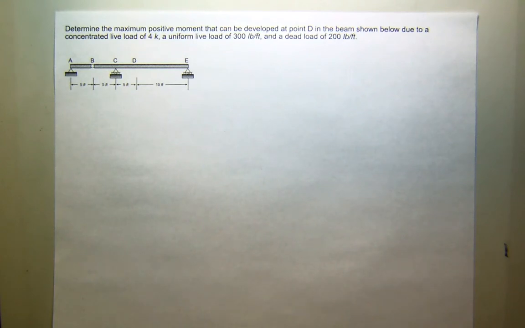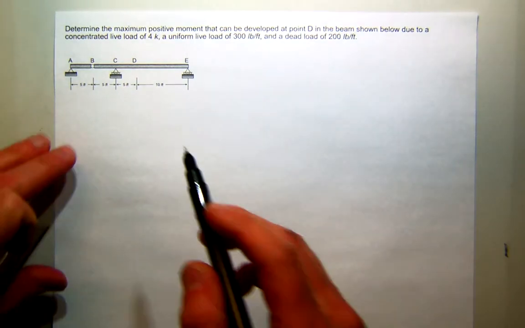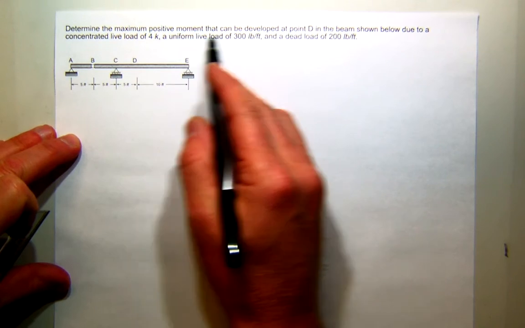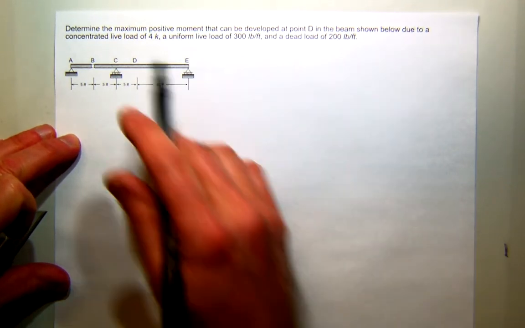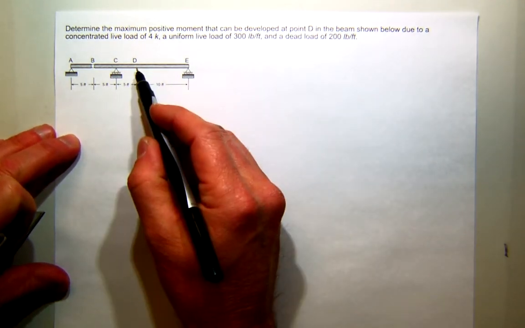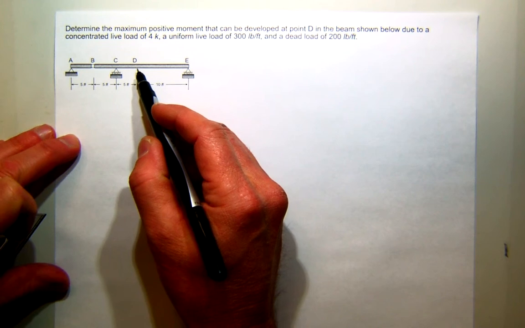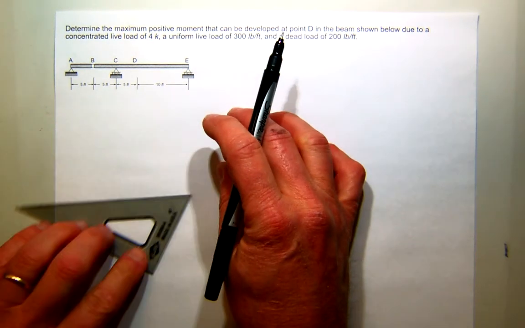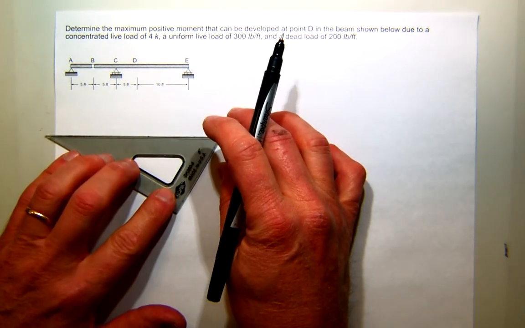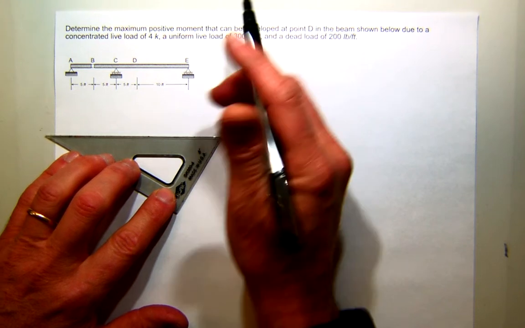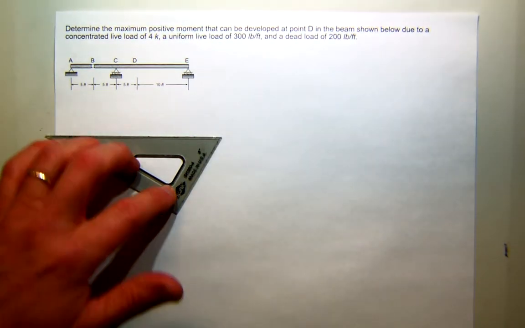Okay, so you can see on this problem, we need to find the maximum positive moment at D for a variety of loads. So we're going to find the influence line for the moment at D. So I'm going to go ahead and make a quick sketch. Well, I'll do this first.